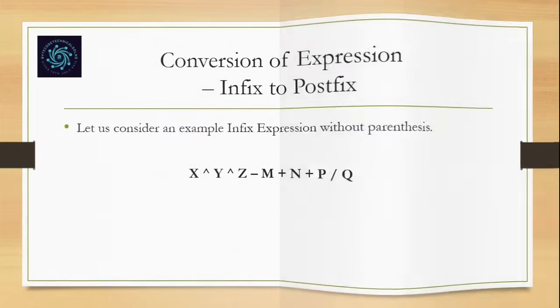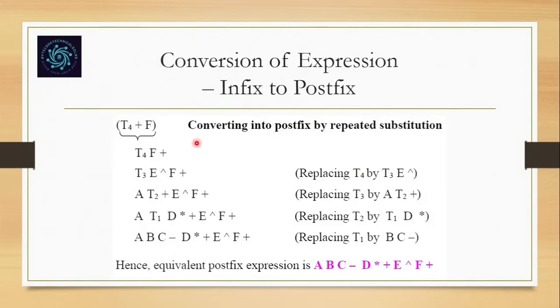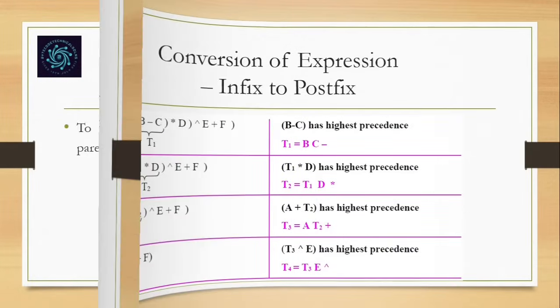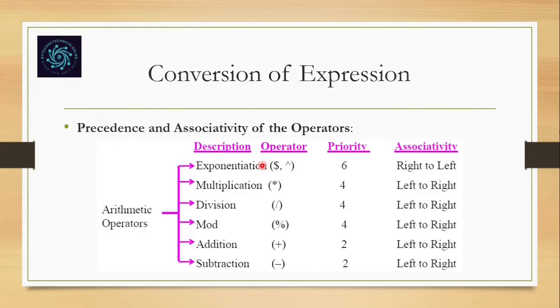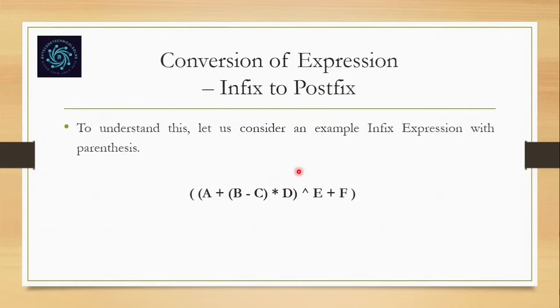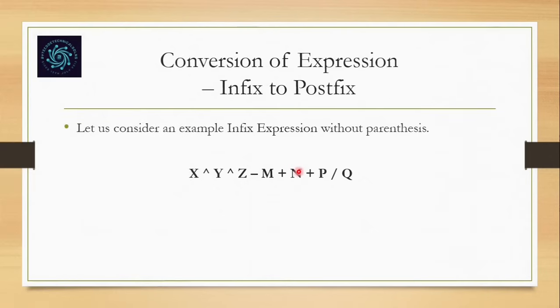So go back to the particular table. You can observe that the exponential operator, dollar or raised to, if it is appearing, has the highest priority, that is 6. The rest of the operators have lower priority. Among those, asterisk, division and modulus have priority 4, whereas plus and minus have priority 2. As the dollar symbol and the caret symbol have the highest priority, in the same way we will consider here.